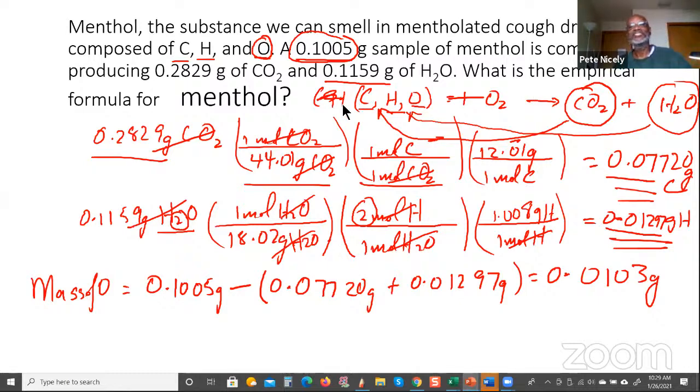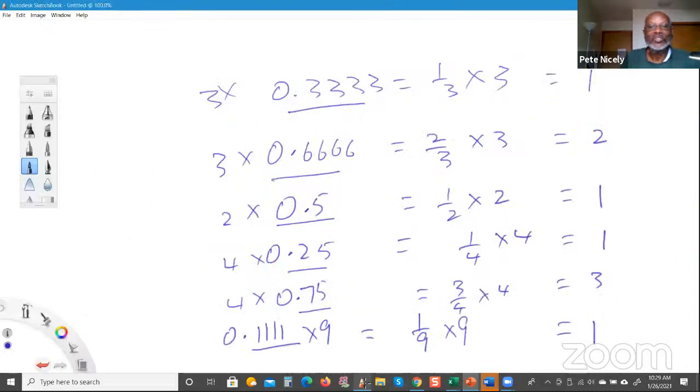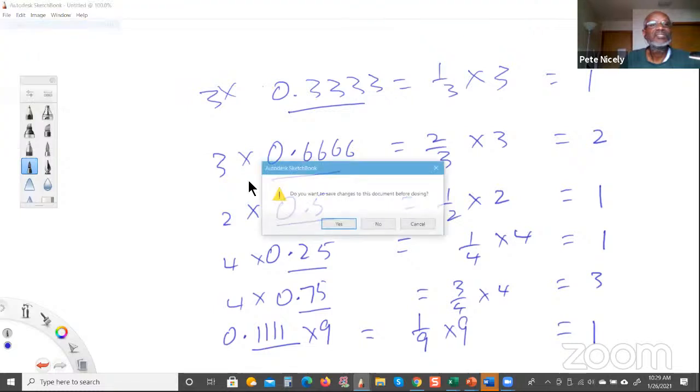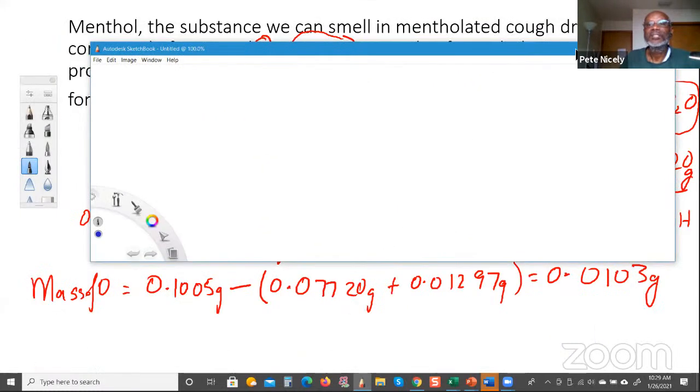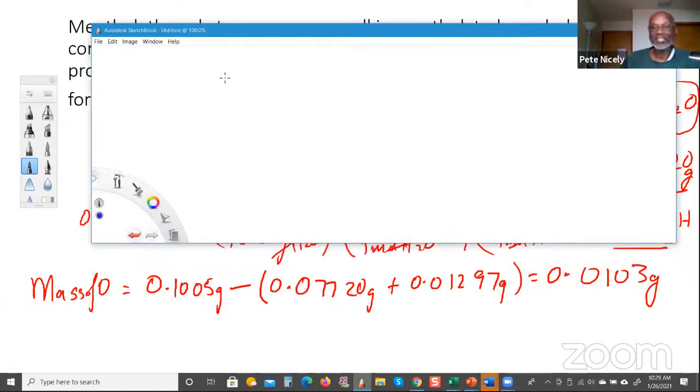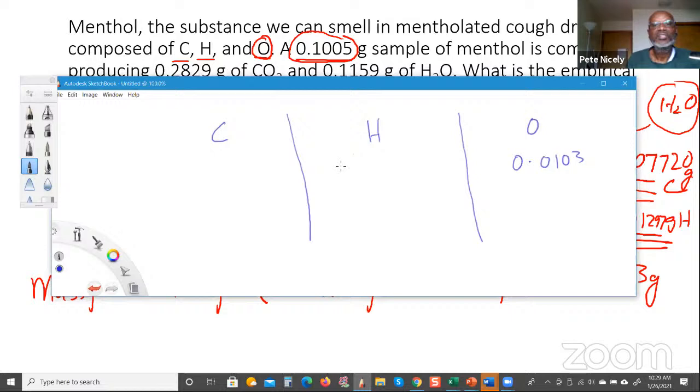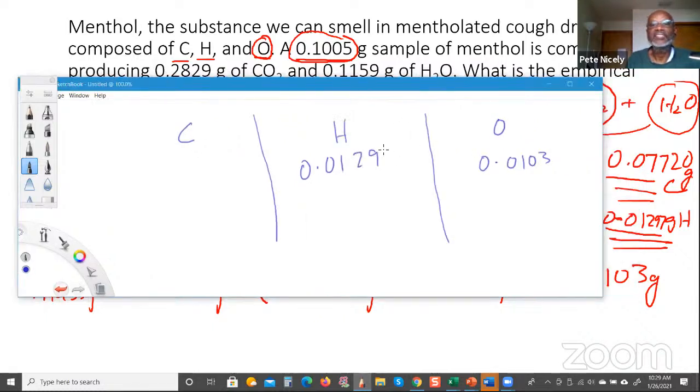So now we have the masses of carbon, hydrogen, and oxygen. We need to now construct our table. So what I'm going to do is start off with carbon, hydrogen, and oxygen. Now the mass of the oxygen is 0.0103. And the mass of the hydrogen is 0.01297. And the mass of the carbon is 0.07720 grams.